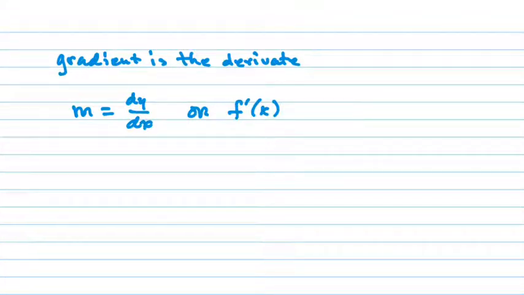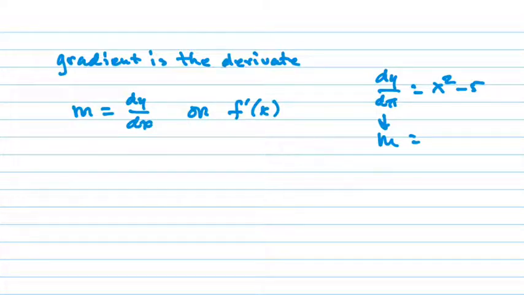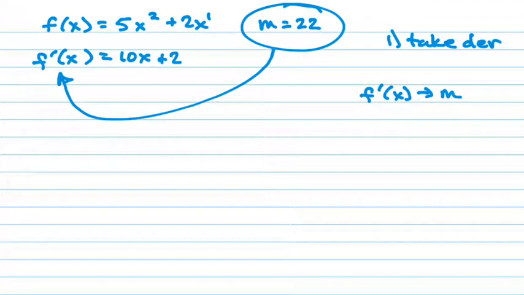A while ago, when we were looking at one of those, I started off with dy/dx equals some function, and then I plugged in the x. After I plugged in the x, I called the dy/dx m. So all of a sudden it turned into m. What we did was find the derivative. Now that we have the derivative, I'm simply going to take the slope and put it in place of f prime of x.